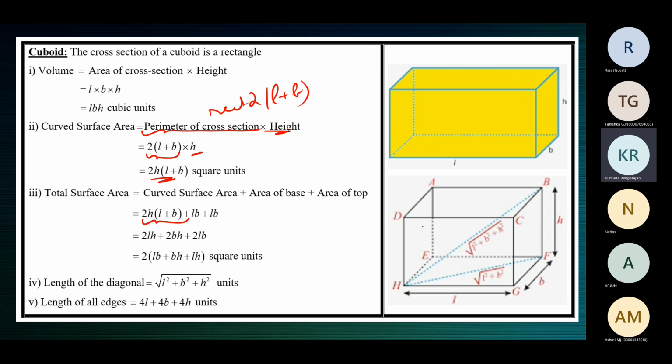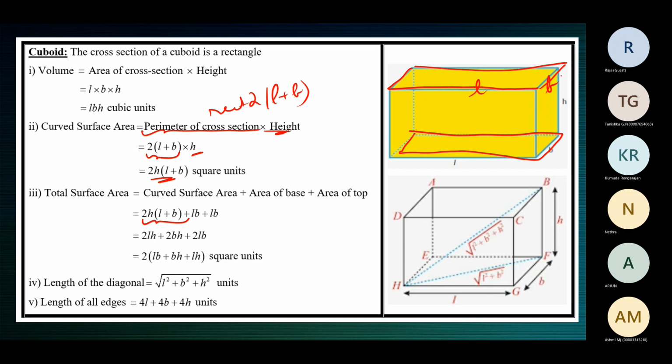The area of the base, what is the base area? Look at the base. This is the base, and its area is L into B. The base is a rectangle. Its area is L into B. And the top is also a rectangle. The base and the top are both rectangles of length L and breadth B. So area of the base is L into B. Area of the top is also L into B.